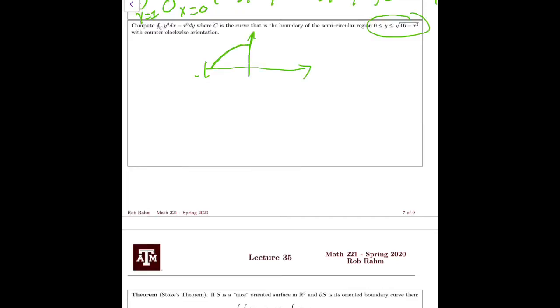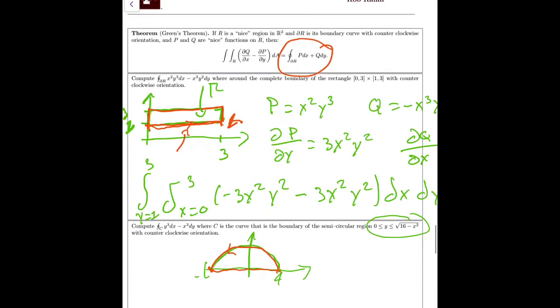Let me do a better job. Okay, and it's going to be radius 4. So the top half of a circle of radius 4, and we're doing the line integral around the boundary of it. So it's something like this. And we want the counterclockwise orientation. Okay, so this is a Green's theorem problem.